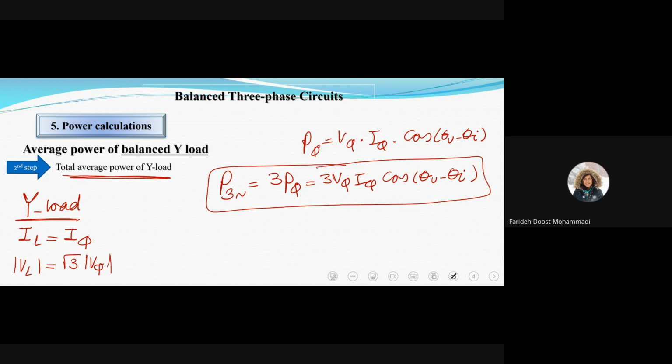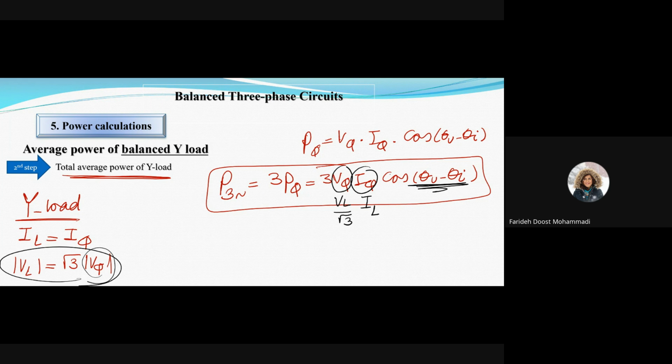So if you want to replace them, instead of I phi, you can directly replace it with IL because in a Y load, it's going to be the same. But for V phi, you can replace it with VL divided by radical 3. So according to this equation, if you want to replace V phi, you can replace it by VL over radical 3. Again, the angles are going to stay the same because even if you are focusing on line current and line voltage, you are shifting all of them by 30 degrees. So it doesn't make any issue.